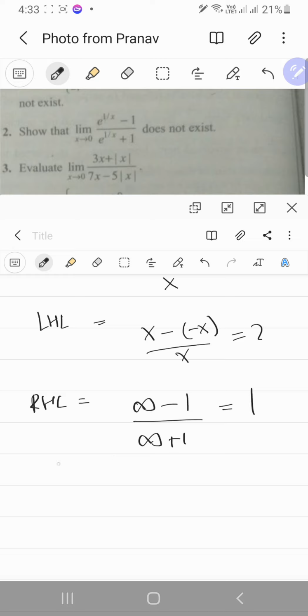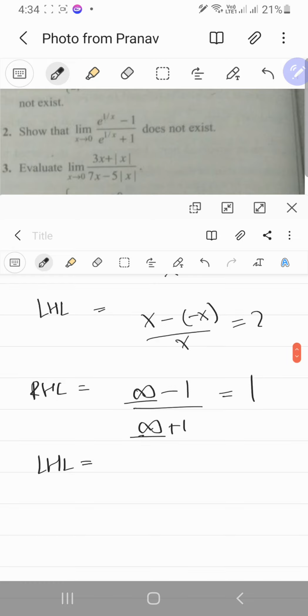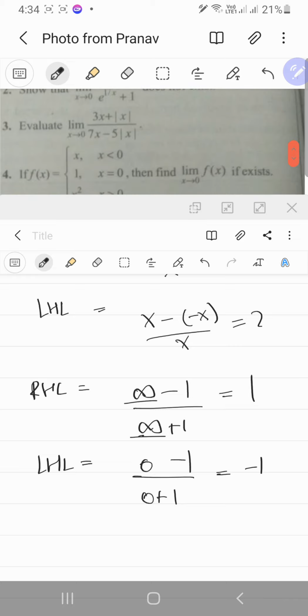And these infinities are the same value, and that's why this is approaching 1. And the left hand limit is, so this should be 0, because e to the negative infinity is going to be 0, minus 1 upon 0 plus 1, which is negative 1. These two are not the same, so that makes sense. So this does not exist.